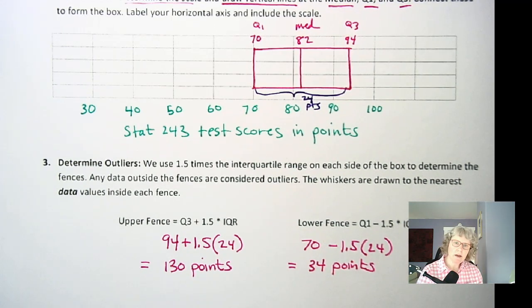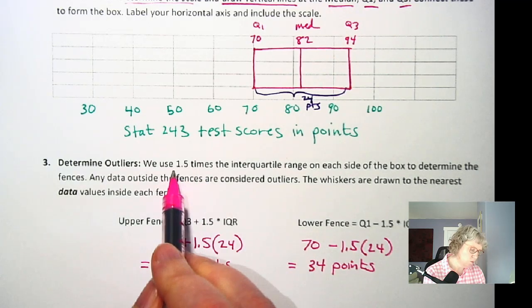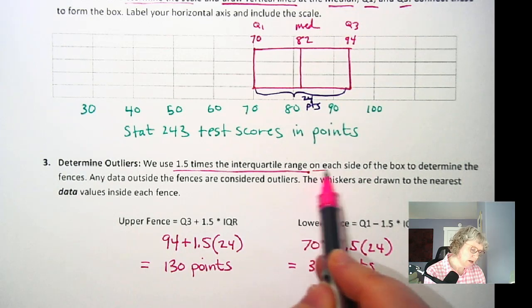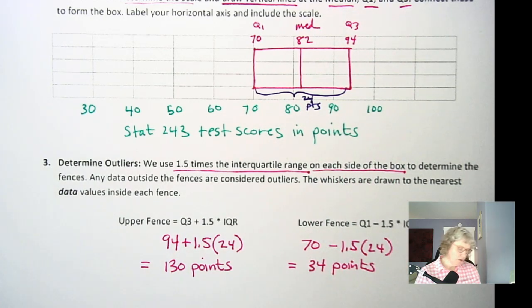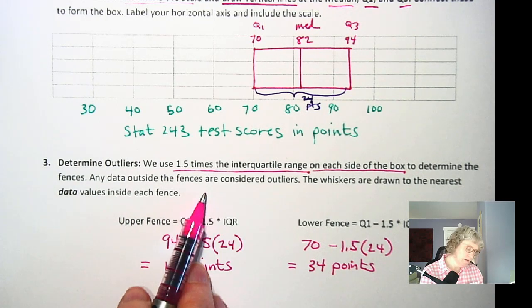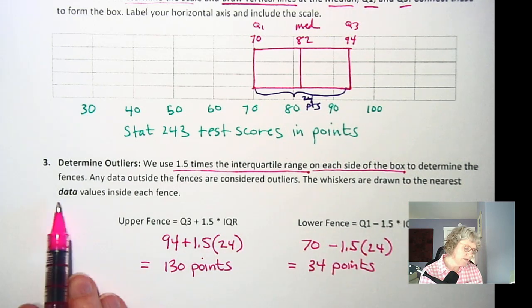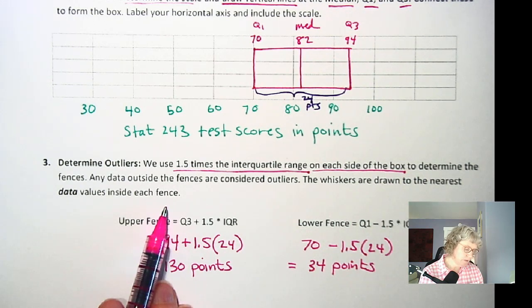Okay, so that is how we determine outliers. We use 1.5 times the IQR on each side of the box to determine the fences. Any data outside the fences are considered outliers. The whiskers are drawn to the nearest data values inside each fence.